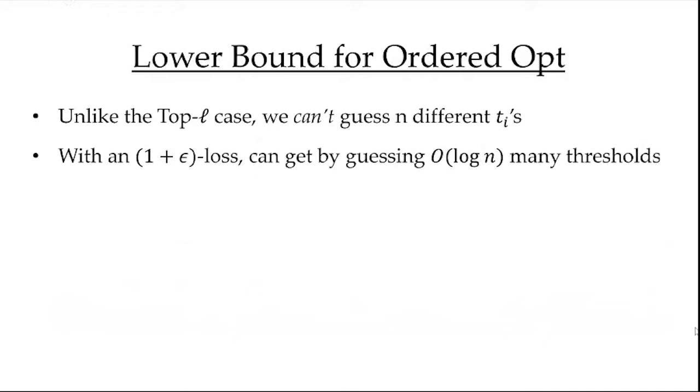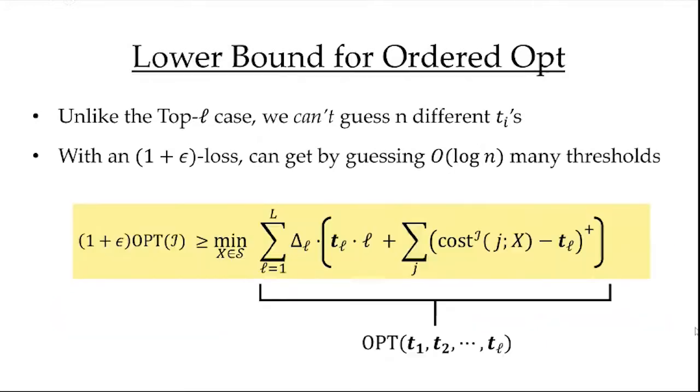So that's only a polynomial in many cases. Without really elaborating on this, you can get a 1 plus epsilon lower bound on opt, up to 1 plus epsilon, by guessing L things. So the number of guesses is polynomial. And after that, you have a rather complicated looking function. But the point is the sum, again, goes over all the clients.